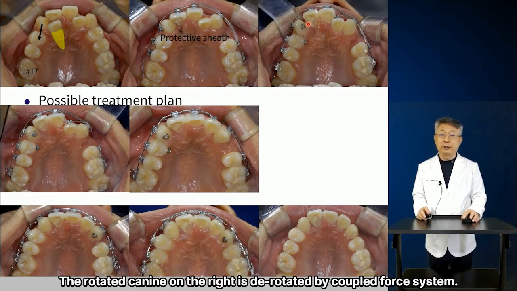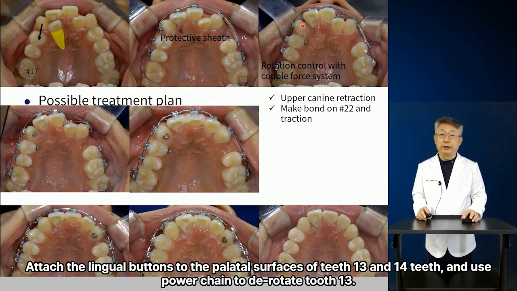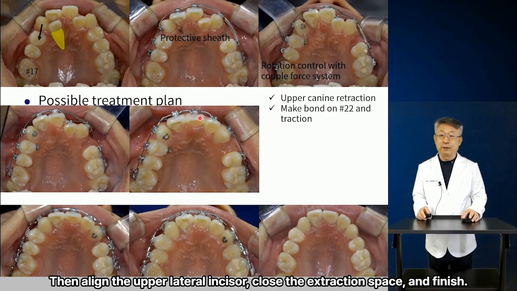The rotated canine on the right is derotated by coupled force system. Attach the lingual buttons to the palatal surfaces of teeth 13 and 14 and use power chain to derotate tooth 13. On the left, the first premolar is extracted and the canine is moved posteriorly. Then align the upper lateral incisor, close the extraction space, and finish.